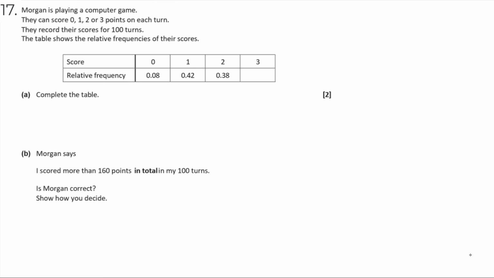Okay. Now, first up, the relative frequencies of all the possible outcomes must be equal to 1. This is kind of the rule of completion, okay?